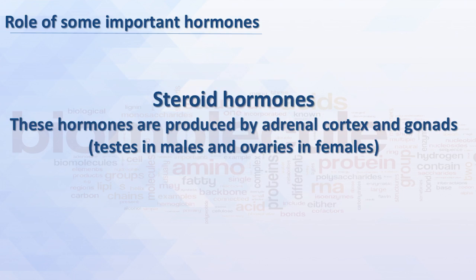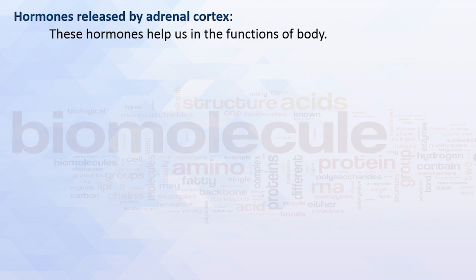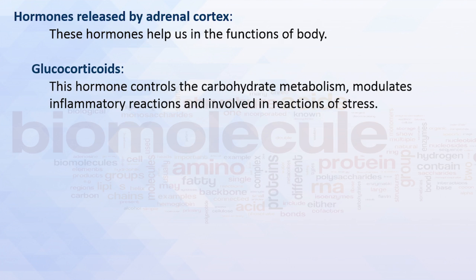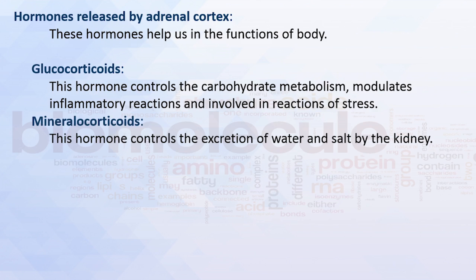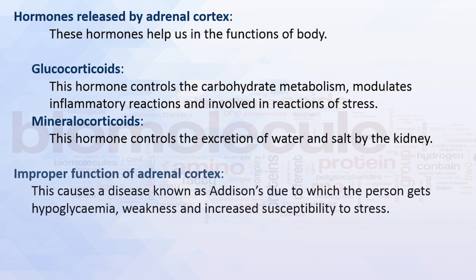Steroid hormones. These hormones are produced by the adrenal cortex and gonads, testes in males and ovaries in females. Hormones released by adrenal cortex. These hormones help us in the functions of the body. Glucocorticoids. This hormone controls the carbohydrate metabolism, modulates inflammatory reactions and is involved in reactions of stress. Mineralocorticoids. This hormone controls the excretion of water and salt by the kidney.